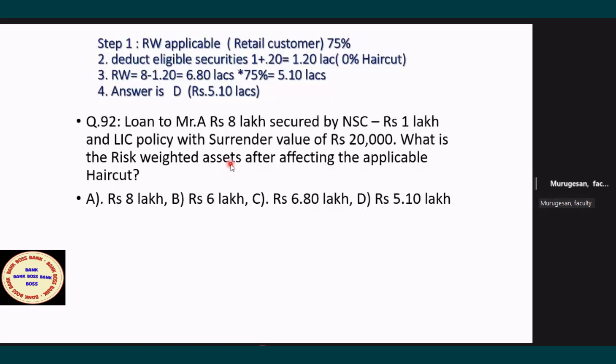What is the risk-weighted assets after applying the applicable haircut? They may give it openly. Now, first we will go to the answer. The answers are given. First we will pick up the answer. So the RW applicable is the first one, retail. This has to be background information. The risk weight applicable is besides a loan to an individual, so it comes under retail.